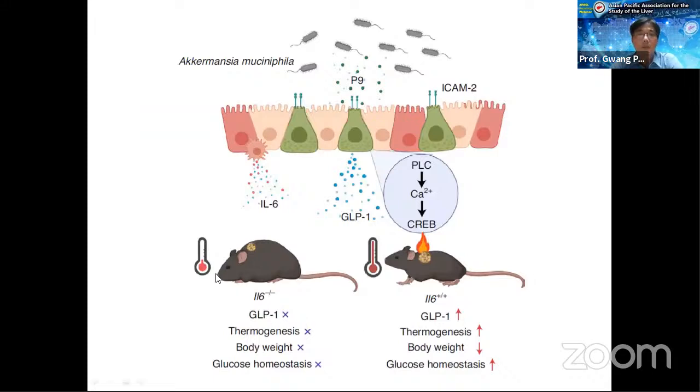So in conclusion, we believe this is the molecular mechanism of P9. Akkermansia muciniphila releases P9 that interacts with ICAM2, and then releases GLP-1, and it also affects immune cells, increasing the release of IL-6. The ICAM2 interaction also increases PLC, calcium and CREB transcription factors, causing GLP-1 increase and increased thermogenesis in brown adipose tissue, and body weight decreased and glucose homeostasis was improved, in order to improve liver steatosis.